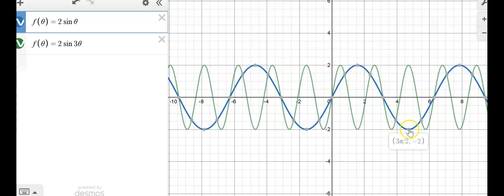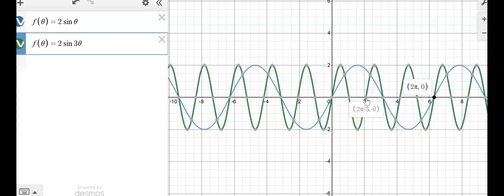What has changed is the one complete cycle. The period of the blue one is 2 pi, as you can see, but one complete cycle of this one is reduced to 2 pi by 3. Why? Because we do 2 pi divided by the absolute value of b. B is 3 here, so 2 pi by 3. So one complete cycle of the red graph is 2 pi by 3. That's how we do it.